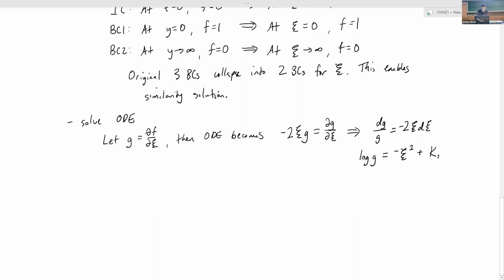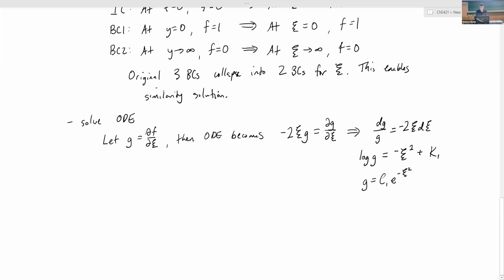And the reason I call it k1 is just because usually it's easier to express this as g is equal to c1 times e to the minus c squared, where I just took the exponential of both sides. Okay.